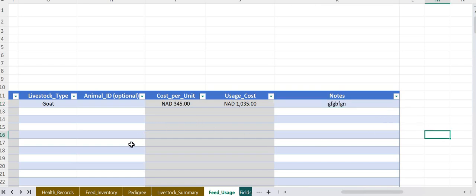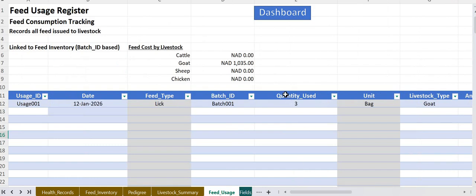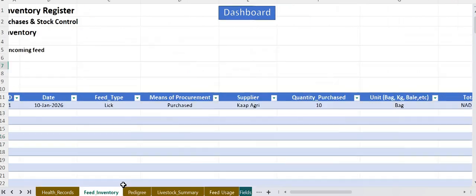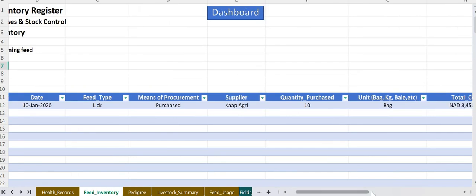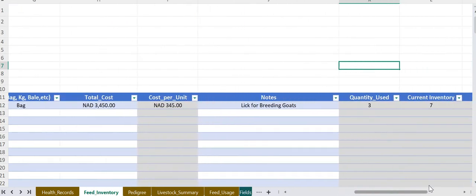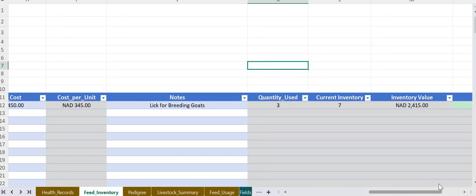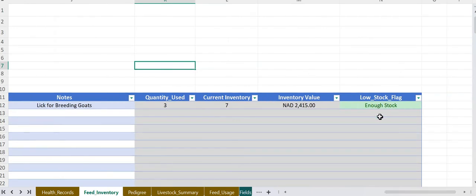Right. So now that is recorded. But now that you have fed your goats, when you go back to the inventory, you have used up 3, and there are 7 bags remaining. It is still telling you that that's still enough stock. Nothing to worry about, right?